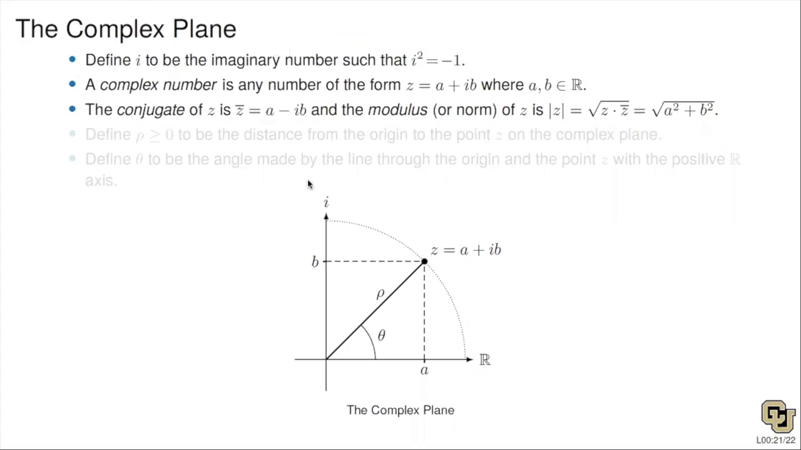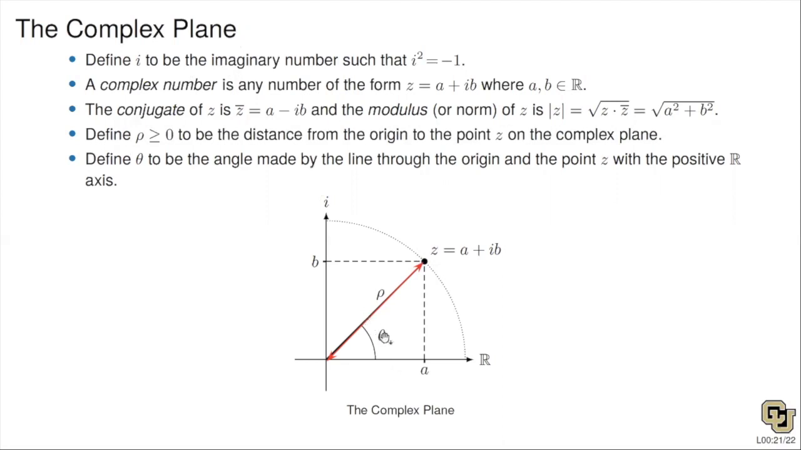So the modulus, like I said, basically gives us this distance from the center. The modulus is the norm of z. We also call it rho, r for radius. And theta here, we can write z as alpha plus i beta, but we can also use polar coordinates, using the angle and the distance from the center.